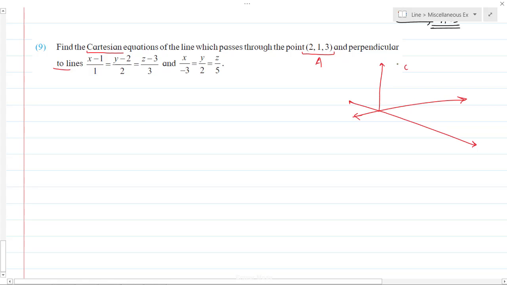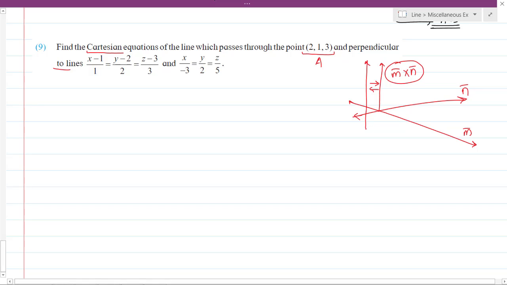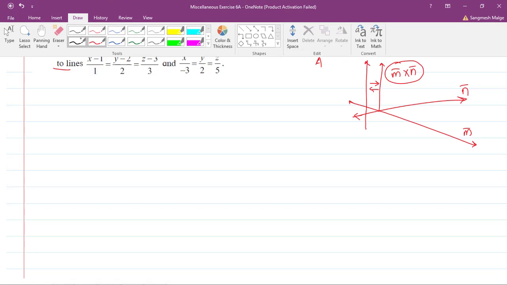Okay, so let's take this as n bar and this as m bar. So this will be m bar cross n bar. So our desired line is also perpendicular to these two, which means these are parallel vectors. Parallel vectors have the same direction ratio. So first of all find out this vector m bar cross n bar. Okay, so let me write here what is given.